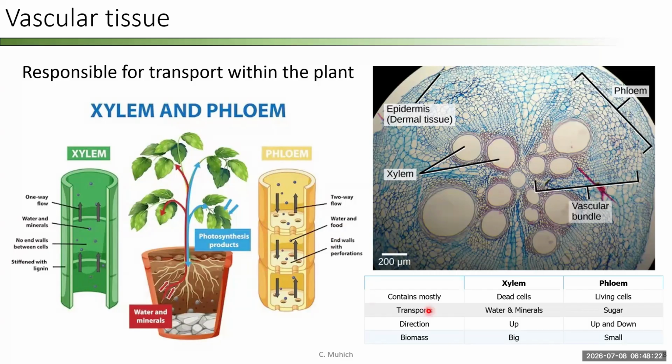Okay, so a little bit more. Just like in the ground tissue where we had cells which were both alive and dead, this also exists in these vascular tissues, where the xylem contains mostly dead cells, while the phloem is going to contain mostly living cells. Right, and so what's the key difference? Well, the xylem is going to transport water and minerals, while the phloem is going to contain and transport the sugars. And so the direction is up versus up and down, and there's a lot more biomass in the transport of water.